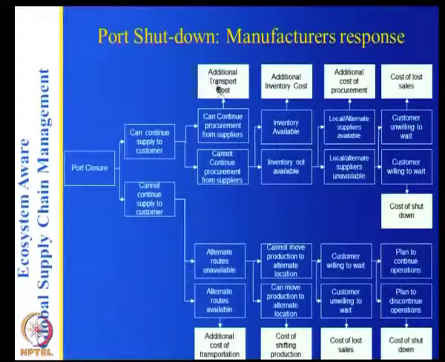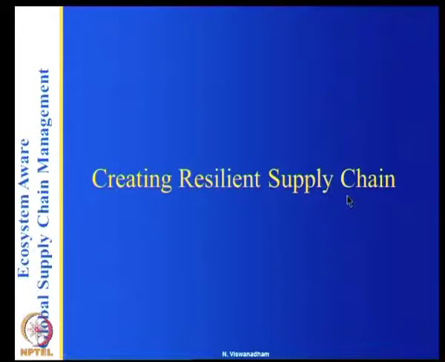So basically what I am saying here is that your manufacturing response depends on whether you can continue to supply or you cannot continue to supply. And there is the cost of shutdown, cost of lost sales, cost of shifting production, cost of additional transportation in all these cases. So what I am saying here, really, is if you map these diagrams, then it becomes easy for you to see where your fault points are.